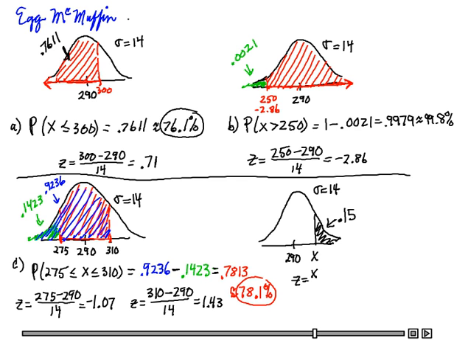So I'd have x subtract 290 over 14. Now, the thing here is that I now have two unknowns. I don't have the x, but I also don't have the z. But I can get the z, because I know that the area in the lower part of this distribution from the x down has got to be 0.85.